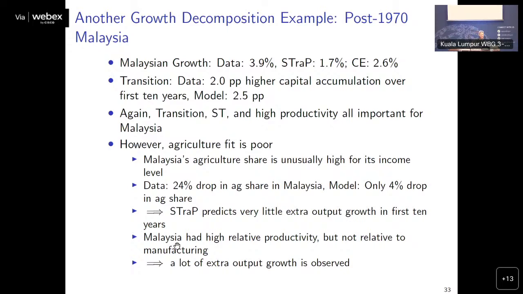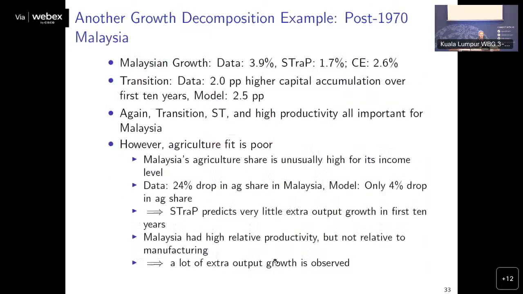So this 24 percentage point drop could explain some of this really fast growth in Malaysia during this time. So you get a lot of extra output growth. Okay.